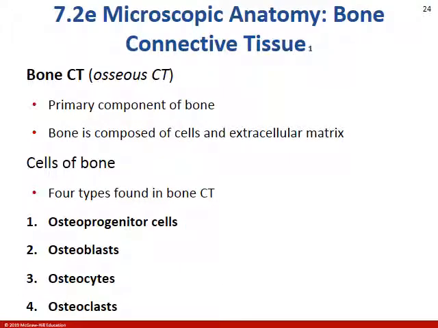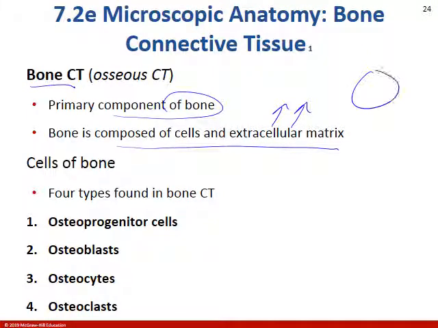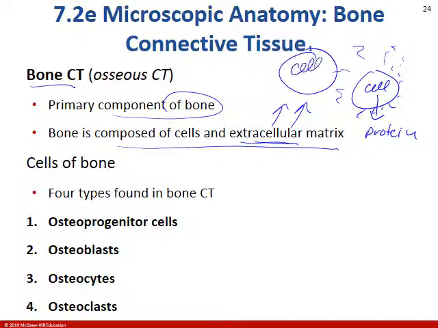Now we get to talk about those cells that I kept mentioning. So bone, connective tissue, is the primary component of bone. Bone is composed of cells and extracellular matrix. So remember, if we have a cell, it can create proteins, and it can ship those proteins outside of the cell. So you could have proteins just floating out here in the extracellular environment. And then you could have another cell over here, and it could also be making proteins, right? And those proteins are floating out here in the extracellular matrix.